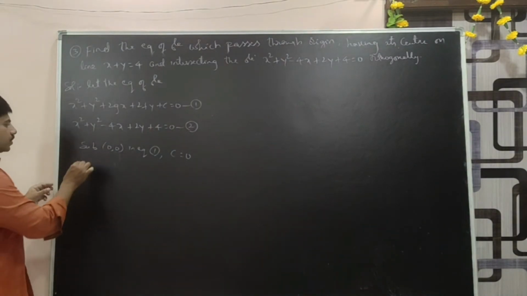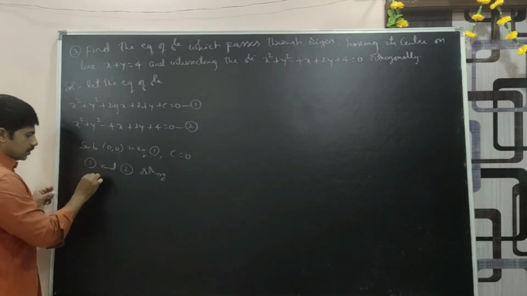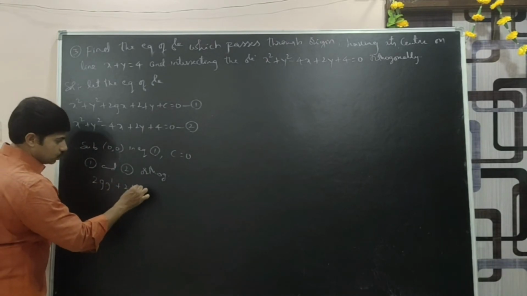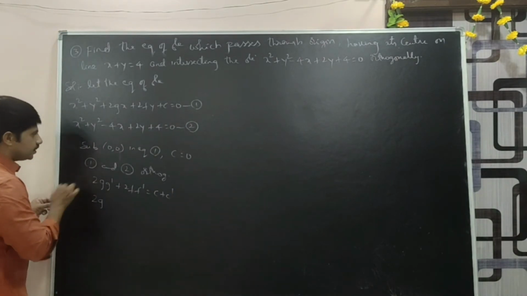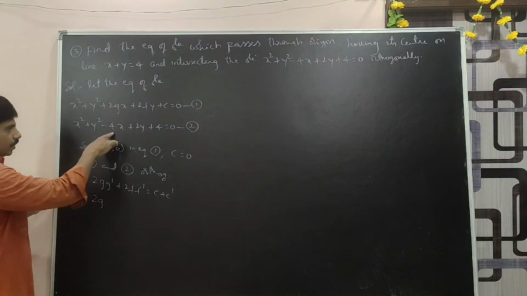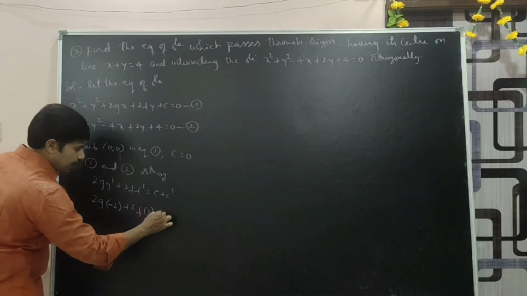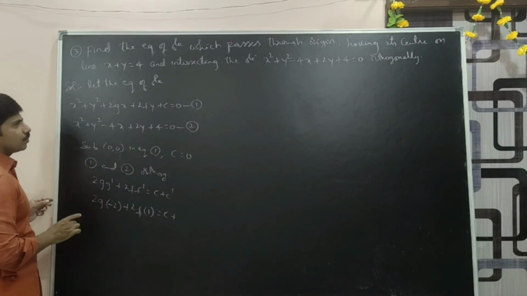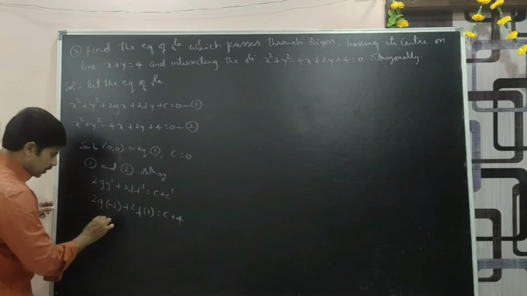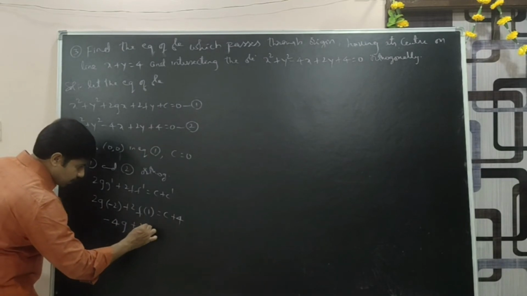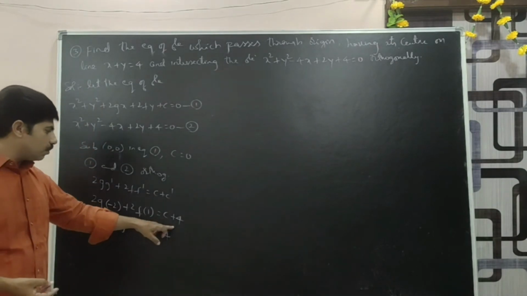Then after that, we apply the orthogonality condition on 1 and 2, that is 2g g dash plus 2f f dash is equal to c plus c dash. So 2g, what is g dash? g dash is minus 2, plus 2f, f dash is 1, is equal to c plus c dash. What is c dash? c dash is 4, right? So now it is minus 4g plus 2f is equal to 4, because c value is 0, so 0 plus 4 will become 4.